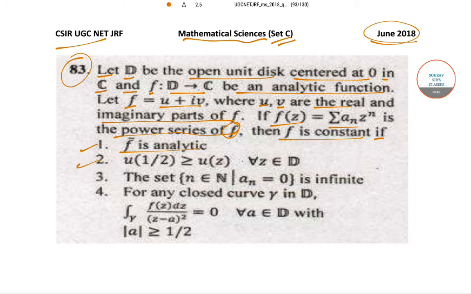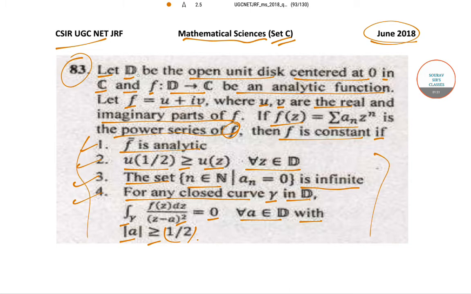analytic, option 2, u of 1 by 2 is greater than or equal to u of z for all z which belongs to D, option 3, the set {a_n = 0 : n belongs to the set of natural numbers} is infinite, and option 4, for any closed curve gamma in D, the integration over gamma of f(z) dz by (z minus a) whole square is equal to 0 for all a which belongs to D with mod of a greater than or equal to 1 by 2. So these are the options that we have been given.